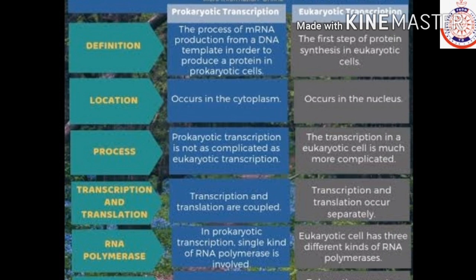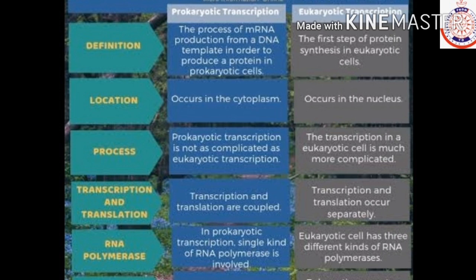Next, as we discussed, in prokaryotes transcription and translation occur simultaneously, meaning as transcription is occurring, at the same time translation also starts from the same mRNA. But in eukaryotes, first transcription occurs, then the mRNA forms, then modification takes place, and only then will translation occur.